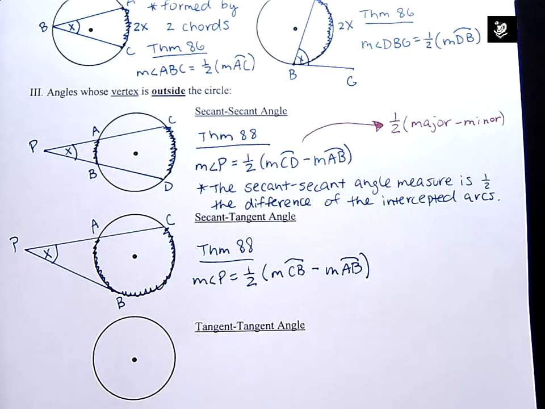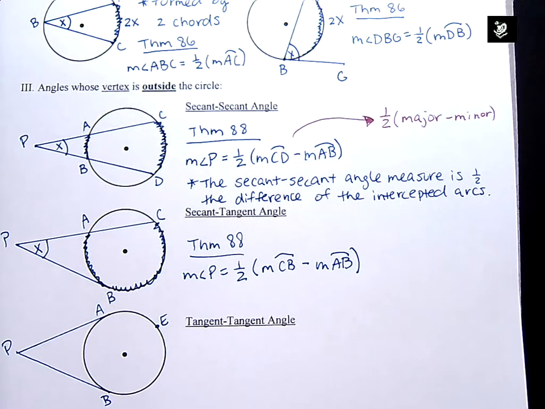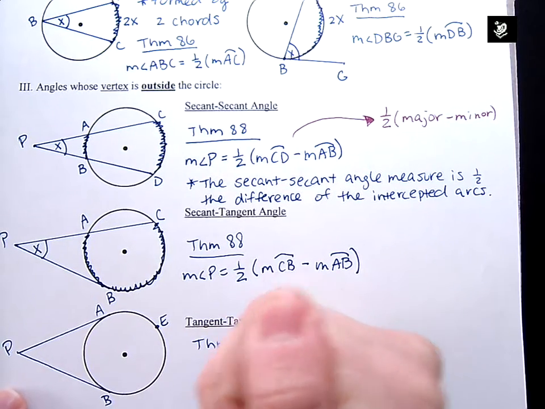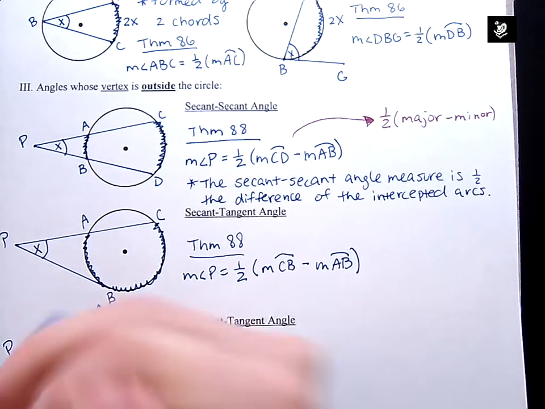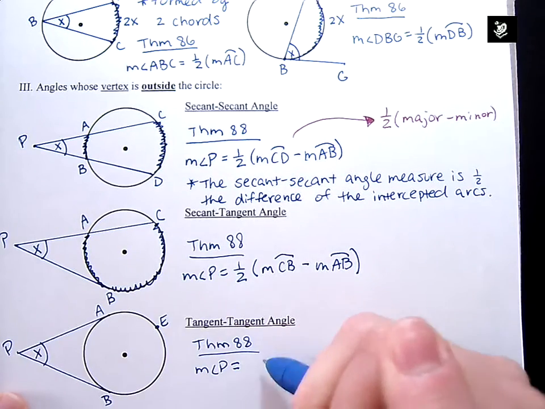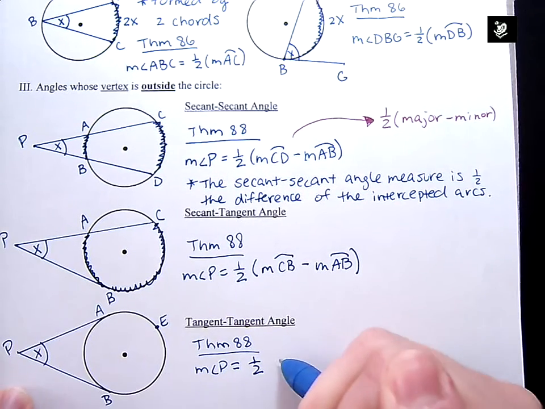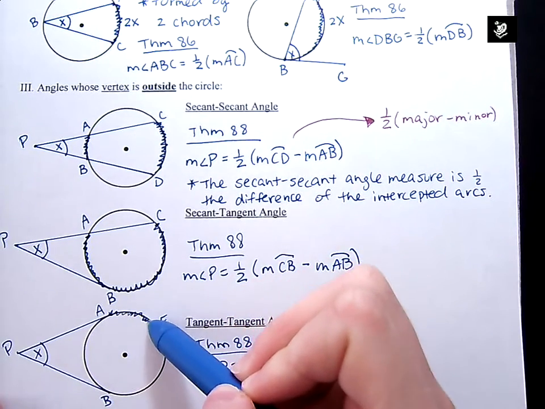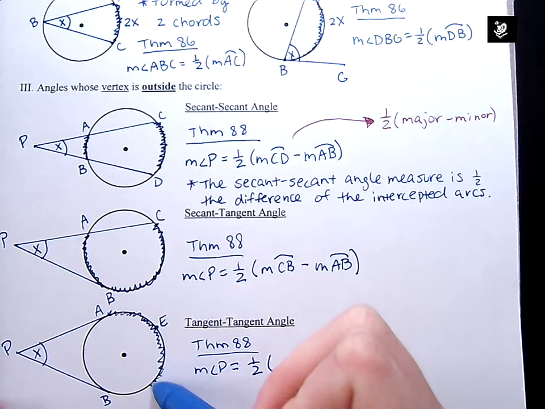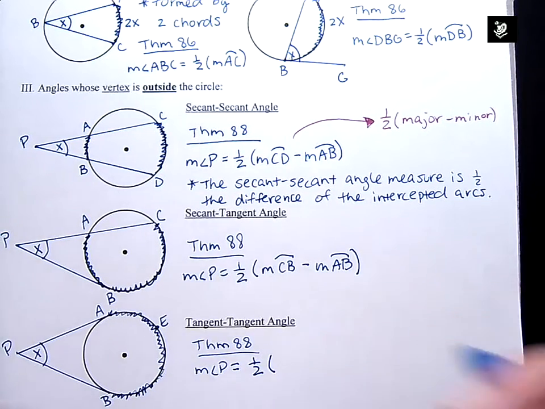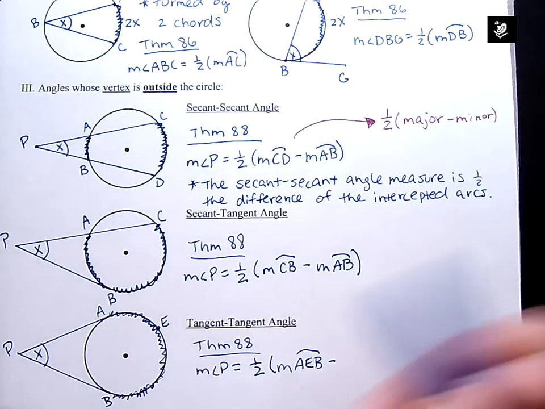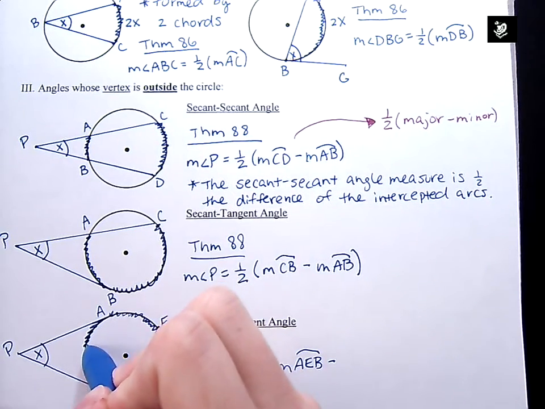And then for the last one, again, here are my two tangents, PA and PB. Theorem 88 says that I should take the measure of angle P, and that should equal 1/2 my major arc. In this case, my major arc is going to go all the way around. That's why I put point E, because remember, when you name a major arc, you need that third letter. So arc AEB minus my minor arc, which would be AB.